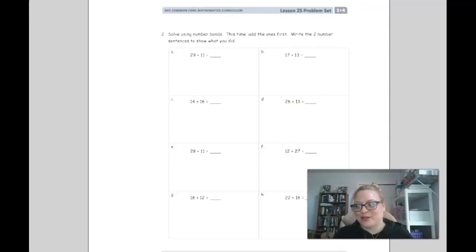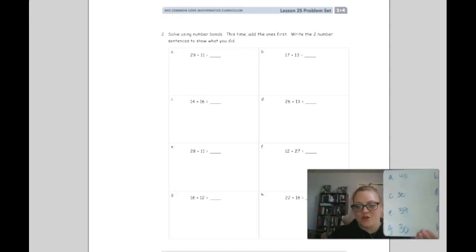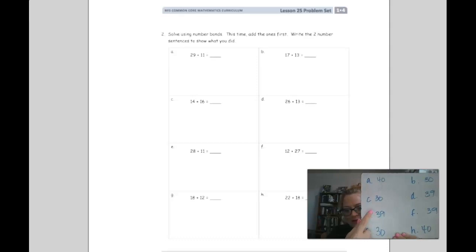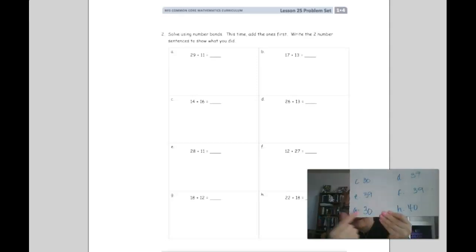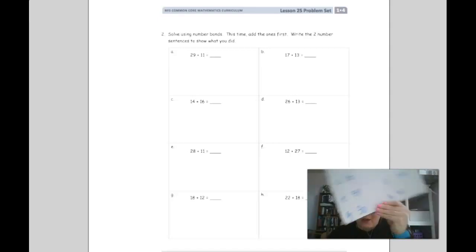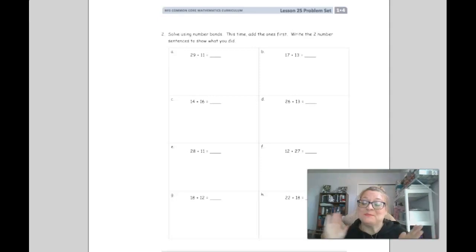All right, guys, here we go. For A, you should have gotten 40. B, 30. C, 30. D, 39. E, 39. F, 39. G back to 30. And then H is 40. I hope you guys did really well on those.